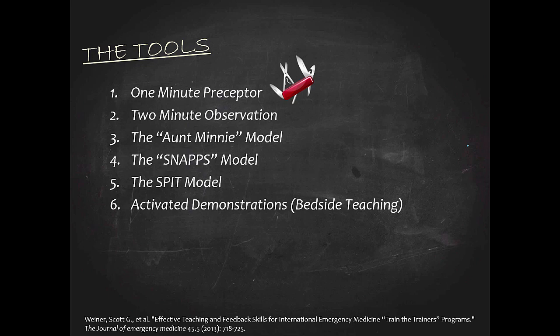We'll be spending most of our time on the 1-minute preceptor tool. If you only remember one of the tools from our session today, this is the multi-tool of the group. It is widely applicable across learner levels and types of knowledge and skills described by learning theory. The other tools include 2-minute observation, the Aunt-Mini model, the SNAPS model, the SPIT model, and activated demonstrations, which is related to bedside teaching. In addition, many of these tools have built-in feedback steps, making them quite efficient.